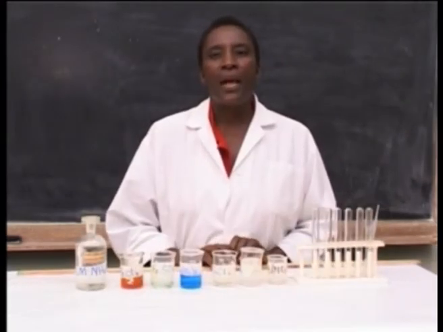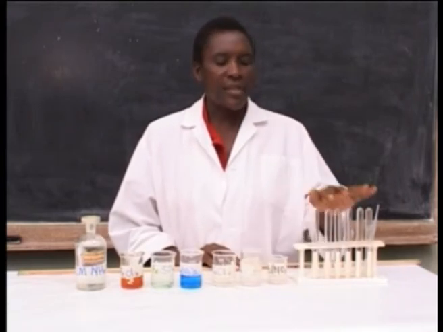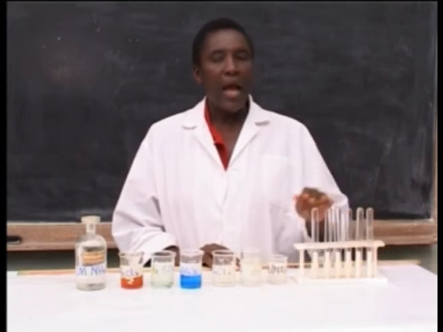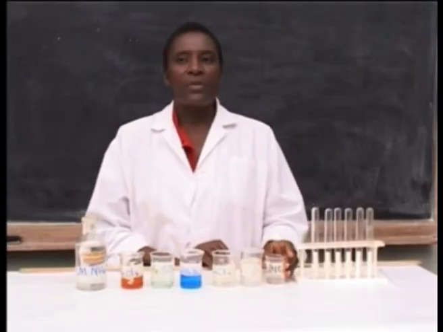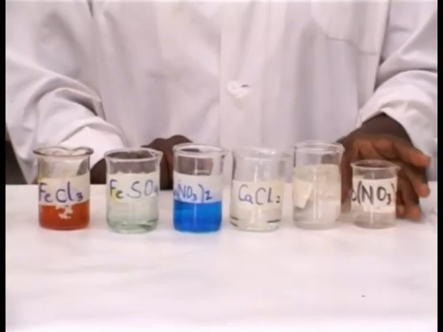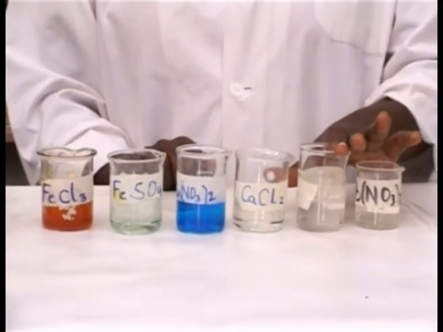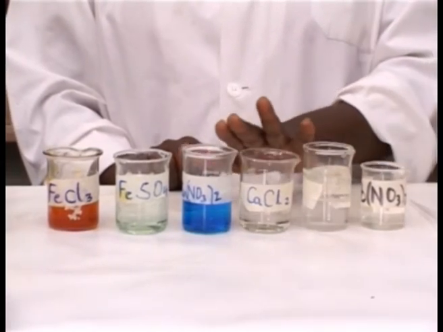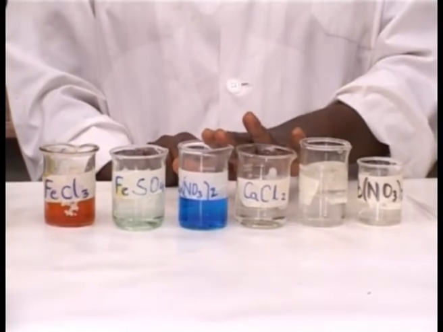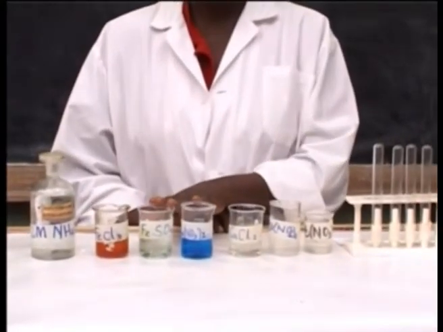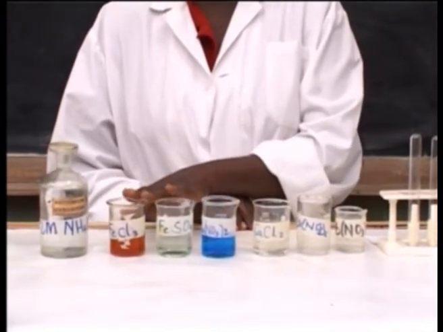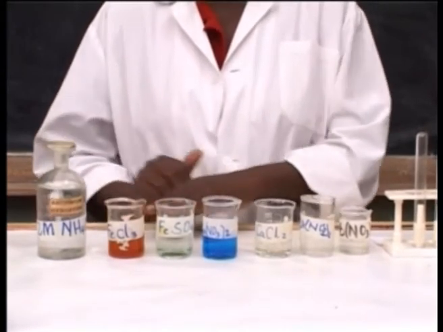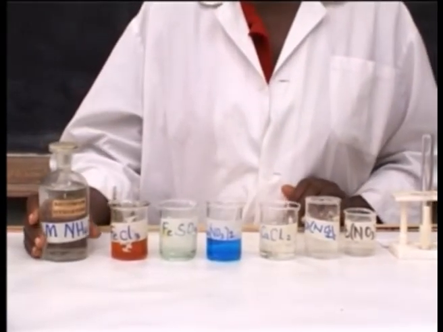Requirements: apparatus, 6 test tubes, 1 dropper, and 1 rack. Chemicals: lead nitrate solution, zinc nitrate solution, calcium chloride solution, copper nitrate, iron 2 sulfate solution, iron 3 chloride solution, and ammonium hydroxide solution.